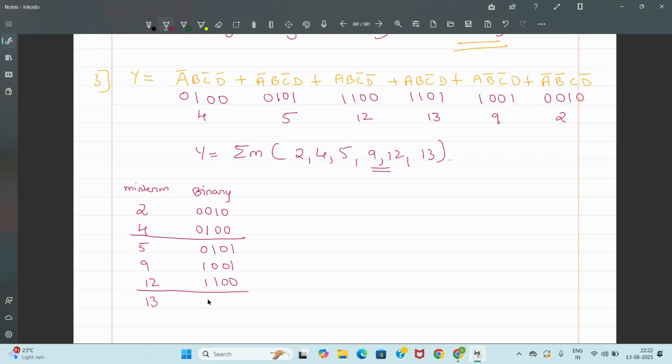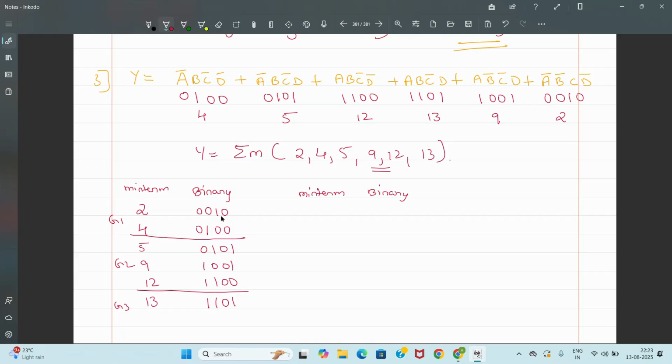Whereas 13 goes to the next group because it has 3 ones. So this is done. Now for the second column, you have to find the groups which have only one bit variation between them. So compare 2 with all the numbers in the second group. Adjacent groups you have to compare.